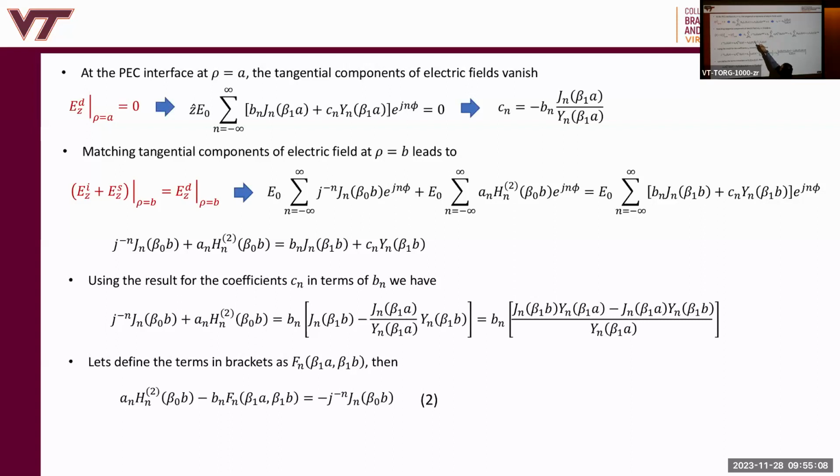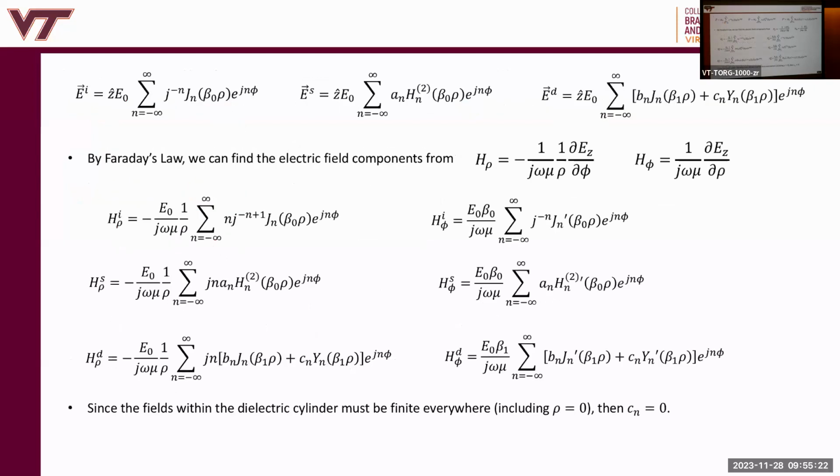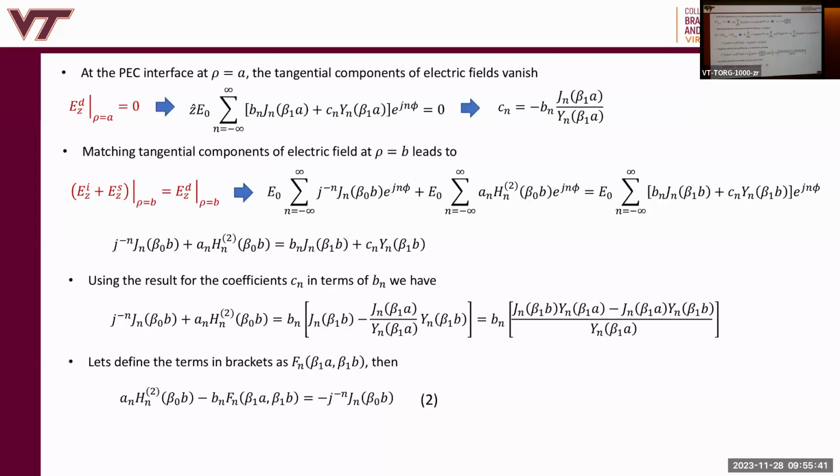Okay, in order for this summation to equal 0 for all n, then the argument has to be equal to 0. So Bn Jn plus Cn Yn. We know Cn's are 0. Or no, Cn's aren't 0. Did I say that on the last slide? Sorry, that's a mistake. That's a copy over. Yeah, because the origin is not included. It's a conducting region. There's no fields there. So this is wrong. Copy and paste again. Okay, so Cn is equal to negative Bn Jn beta 1a over Yn beta 1a.